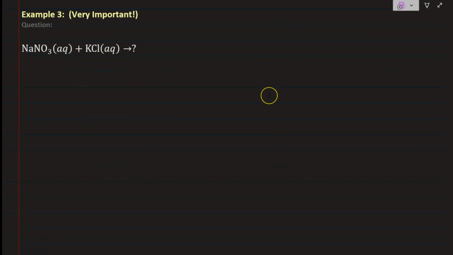This is the net ionic equation for that specific reaction. Excellent. All right, let's look at example 3. This question is actually a very important question, and I need you to pay attention to this. So here we go. Let's figure out what the prediction for the product is, and it's straightforward.